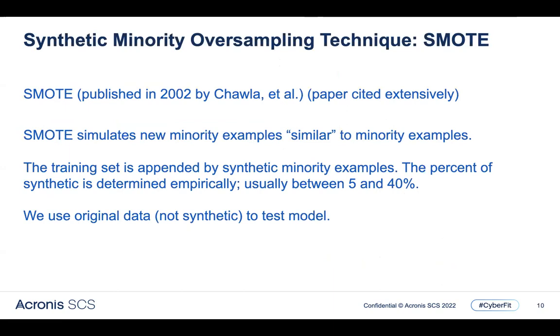Synthetic minority oversampling technique, SMOTE, is an interesting idea. It's not very complicated, but it was published in 2002 by a group of researchers led by, or including, someone named Chawla et al. The paper is cited extensively, and the code is publicly available on a public repository like GitHub. And SMOTE simulates new minority examples similar to those that are known to be the minority examples.